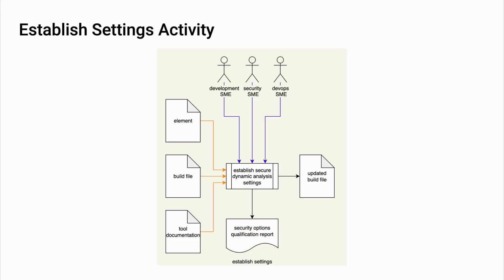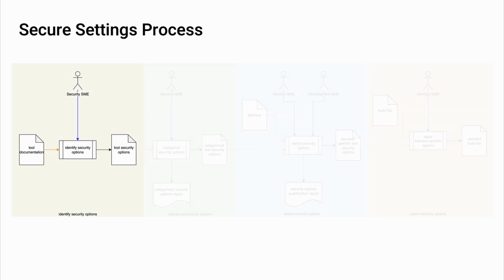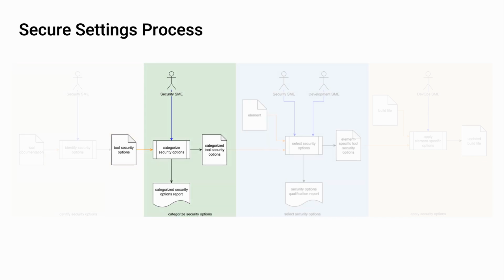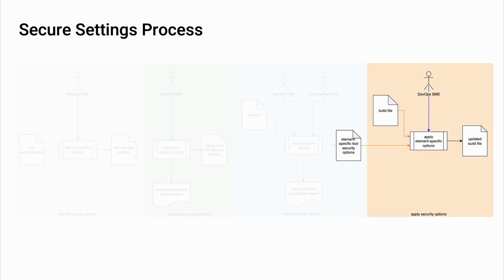Now, if this diagram seems really information dense, that's because this is an encapsulation of the secure settings process. Let's revisit that process. The secure settings process is comprised of 4 activities. These are identifying options relevant to security, categorizing these options, selecting which ones are to be used for each element, and finally, applying those options to the build system for that element.